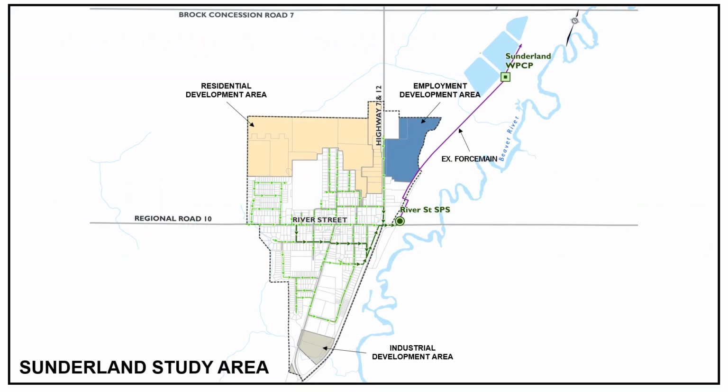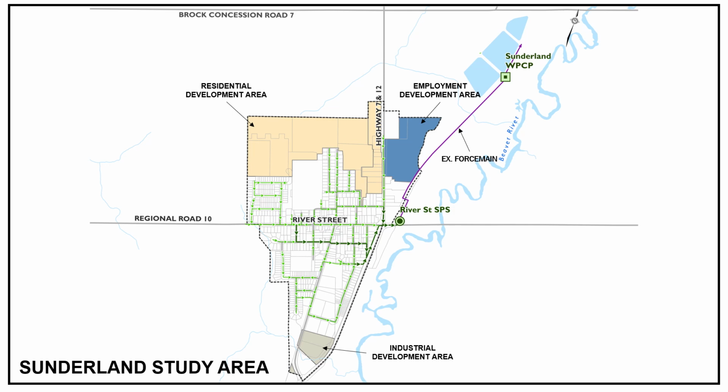The community of Sunderland is located in the Township of Brock, to the southeast of Lake Simcoe, west of the city of Kawartha Lakes and south of Cannington. Wastewater produced by existing development is conveyed by a sanitary collection system consisting of a network of gravity sewers discharging to the River Street Sewage Pumping Station, abbreviated as SPS. The River Street SPS pumps the wastewater to the Sunderland Water Pollution Control Plant located at the northeast corner of the community.